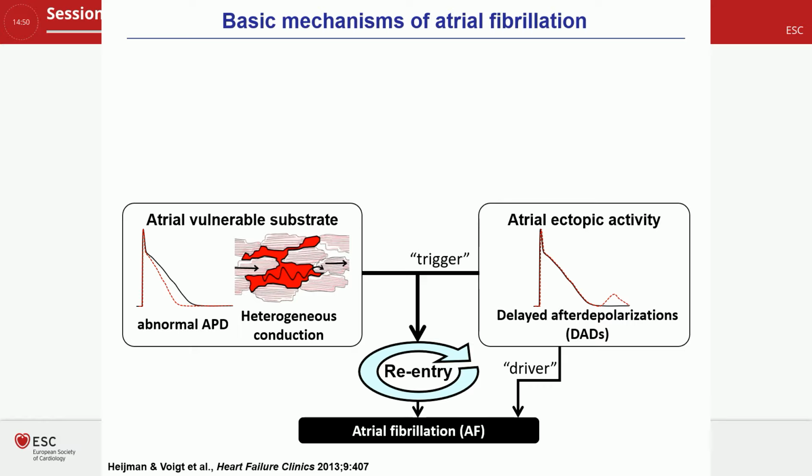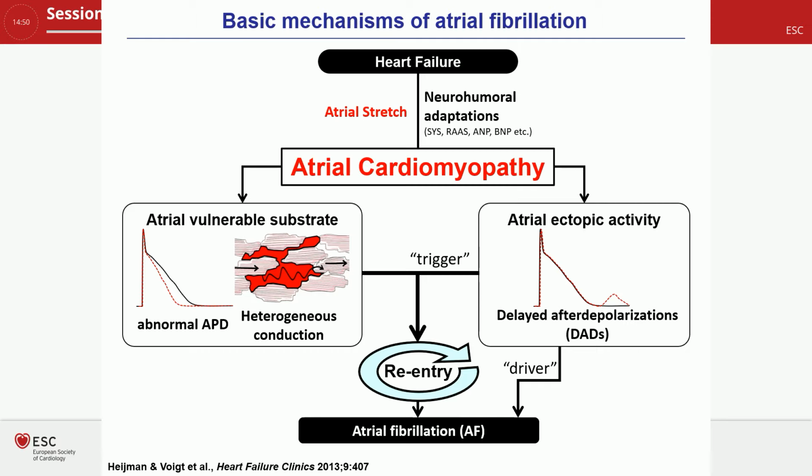I introduced to you that in chronic atrial fibrillation the shortening of the action potential plays a role, also that delayed afterdepolarizations may play a role in the maintenance of atrial fibrillation. But a major risk factor of atrial fibrillation is heart failure. And we were wondering, does heart failure induce alterations in the atrium which may predispose atrial myocytes to develop these arrhythmias? And as I introduced to you, calcium handling is important for arrhythmias.